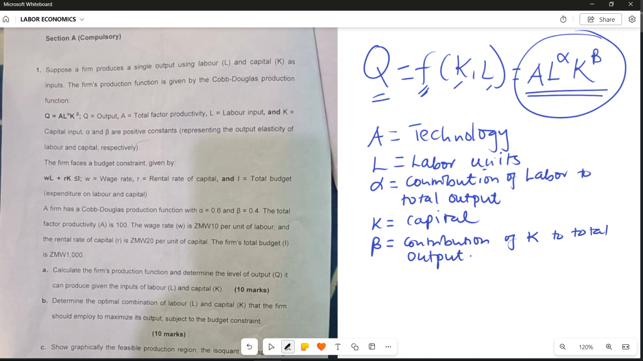So A is the measure of technology. A just measures the productivity, or how productive these two factors of production are. It measures the impact of technology. Then L is the labor units, of course. And the exponent alpha is a measure of the contribution of labor to total output.